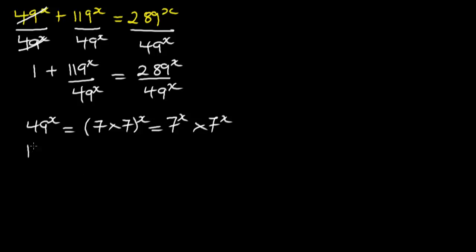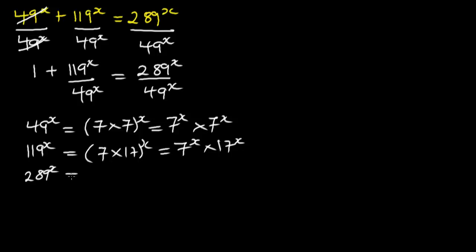And then 119 exponent x, we can express this as 7 times 17 exponent x, so this one we can also expand as 7 exponent x times 17 exponent x. And then 289^x, we can also express this as 17 squared all exponent x, which is the same as 17 exponent 2x.